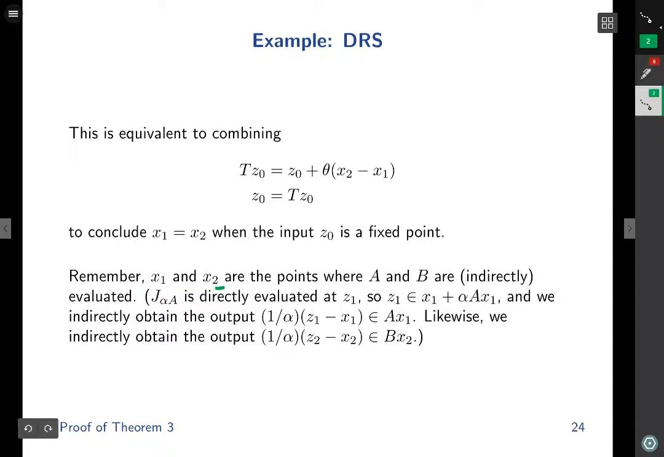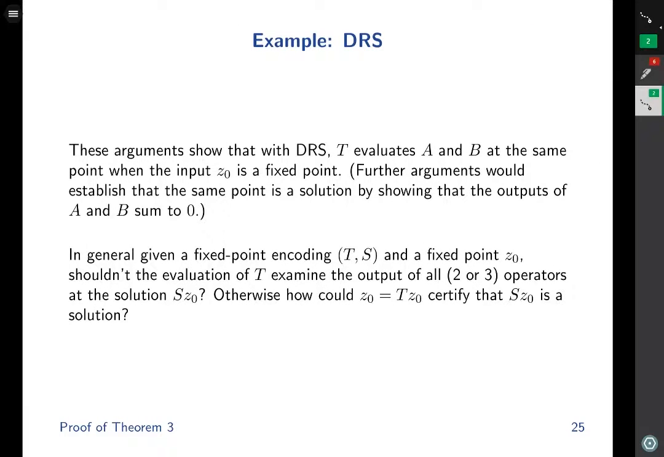Remember, x1 and x2 are the points at which we evaluate A and B indirectly. Precisely speaking, we evaluate the resolvent with respect to A directly at z1, and that gives us this monotone inclusion. Reorganizing the monotone inclusion gives us this as the output of the operator A at x1. Likewise, with the evaluation of the resolvent with respect to B, we indirectly obtain this output of the operator B at input x2. These arguments show that with DRS, the fixed point mapping T evaluates the operators A and B at the same point when the input z0 is a fixed point.